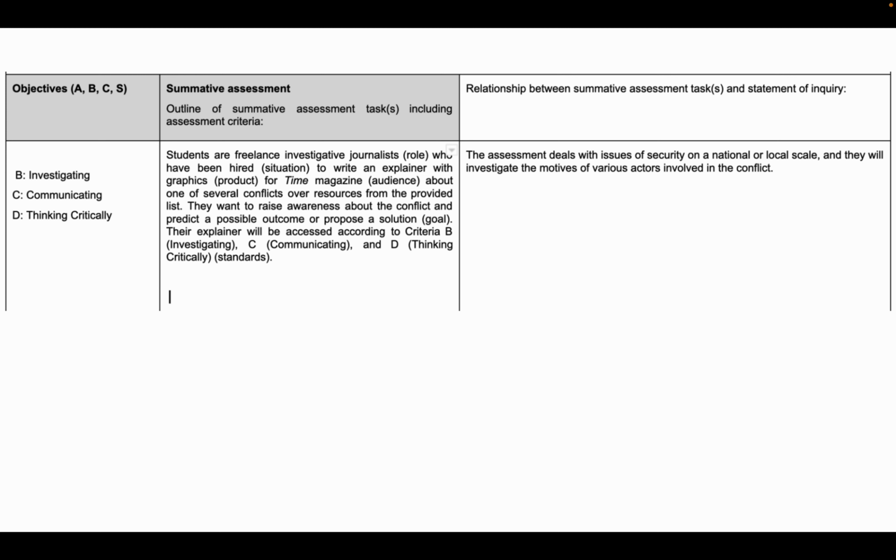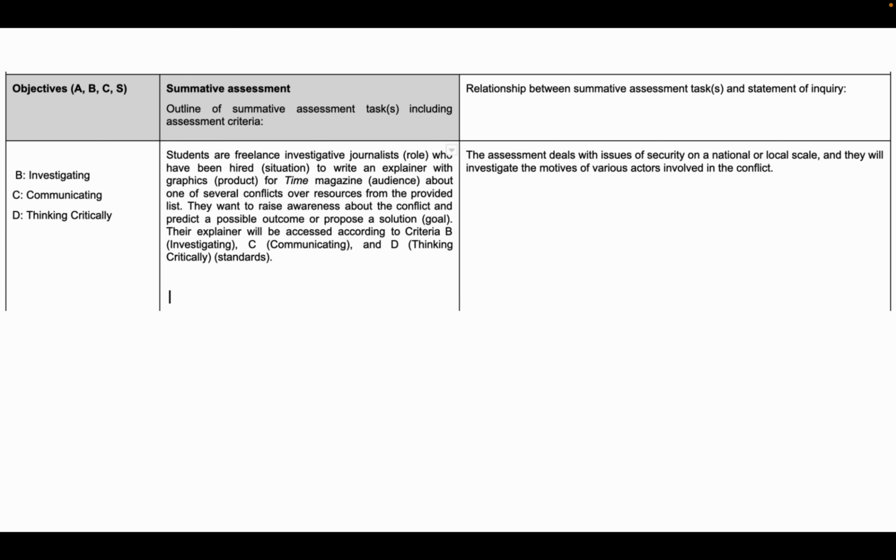Because I'm assessing for criterion B, one of the requirements is that the students go through a research action plan. So that would be one of the documents that I'd have the students work through in order to articulate the exact manner in which they want to write their explainer.